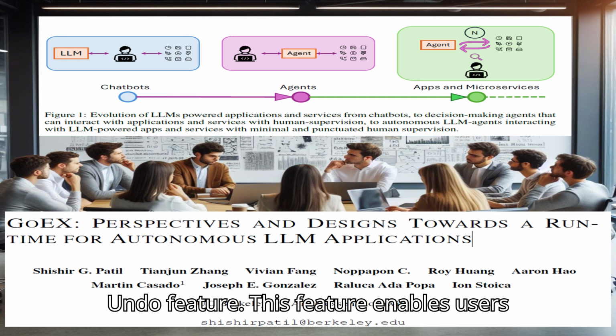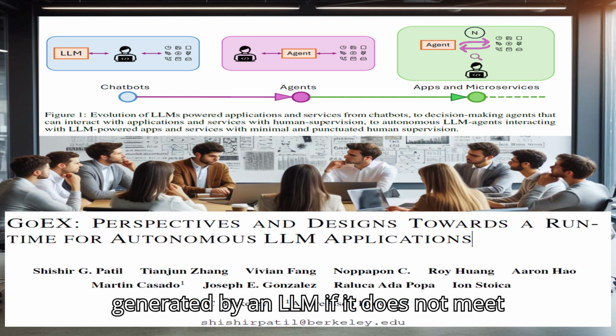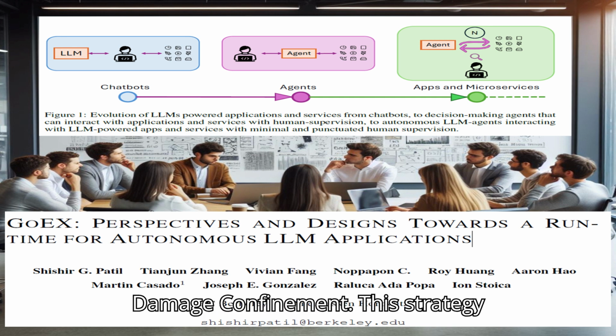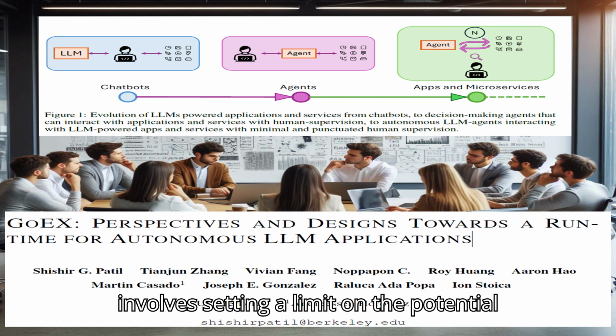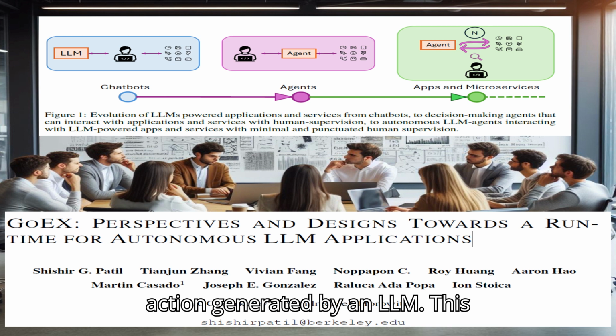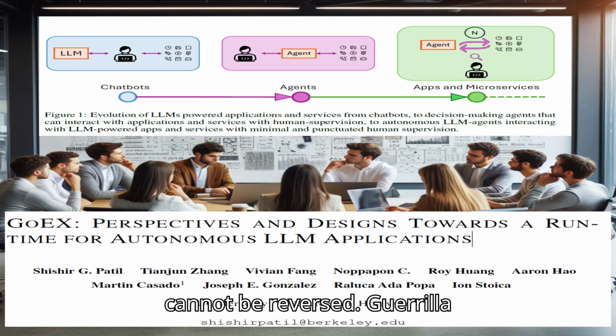Undo feature. This feature enables users to reverse the effect of an output generated by an LLM if it does not meet expectations or requirements. Damage confinement. This strategy involves setting a limit on the potential risk or damage that can be caused by an action generated by an LLM. This is particularly useful when an action cannot be reversed.